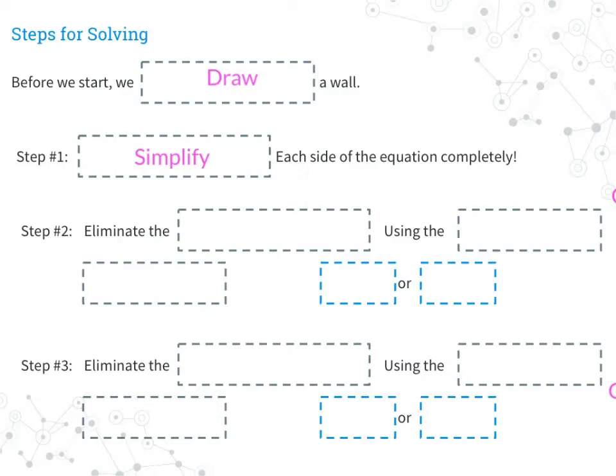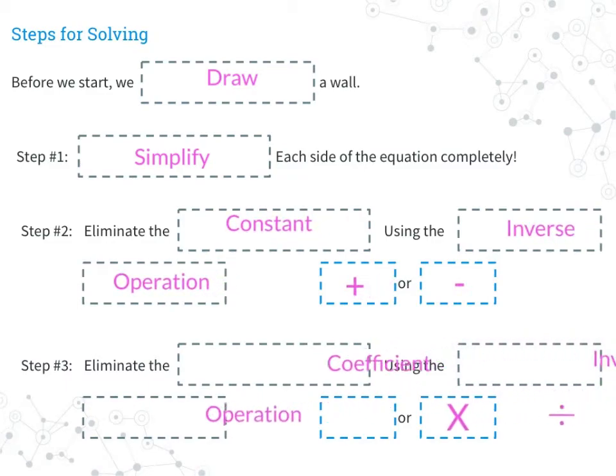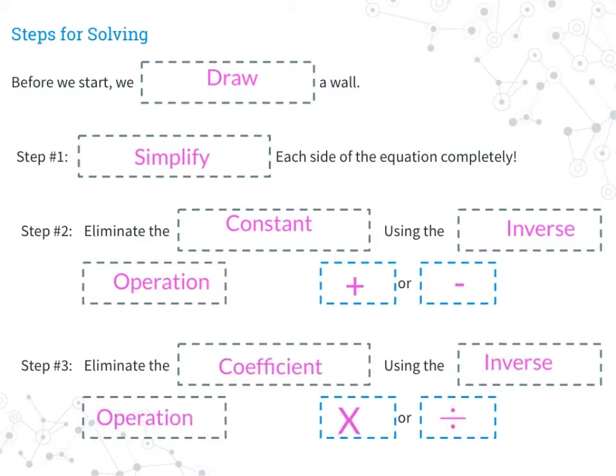Then we're going to eliminate our constant using the inverse operation with either plus or minus. Then we're going to eliminate our coefficient with the inverse operation with either multiplication or division. Those last two steps are the same two steps we would use when solving a two-step equation, but before we get there, we're going to have to make sure that everything is simplified in a multi-step equation. So let's go ahead and take a look at example A.